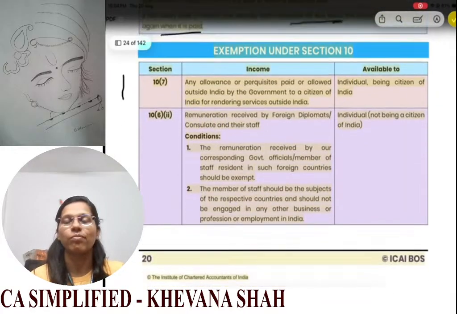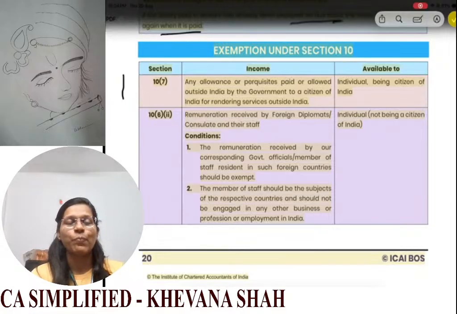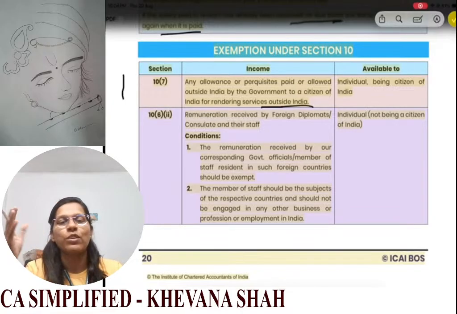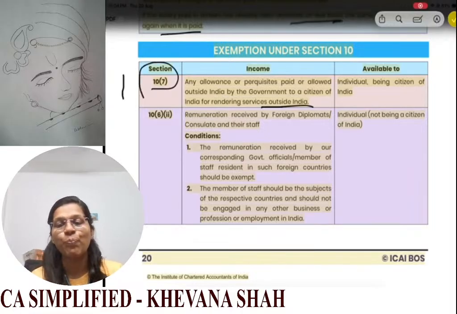Okay. Now we have certain exemptions under section 10. So section 10(7) says that any allowance or perquisite paid or allowed outside India by the government to a citizen of India for rendering services outside India. So if the government of India is paying any allowance or perquisites for rendering services outside India, then this is available as exemption under section 10(7) to an individual who is a citizen of India.